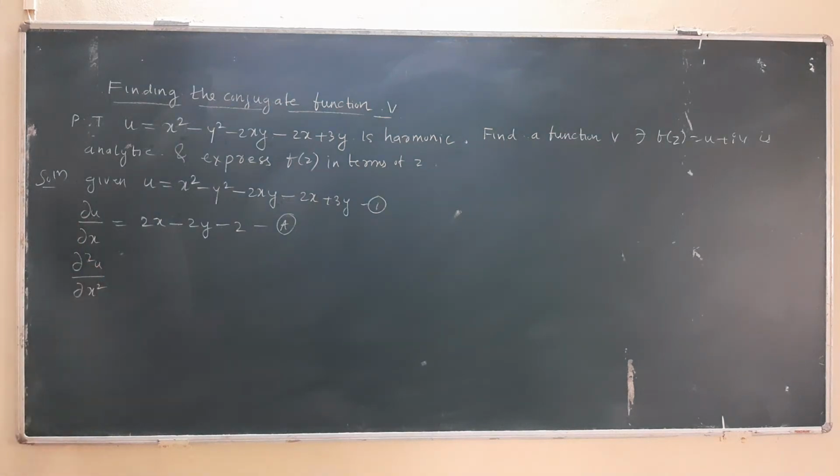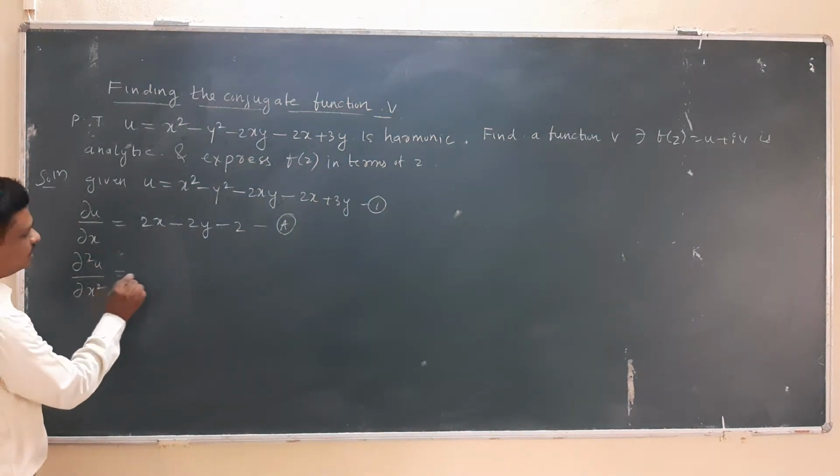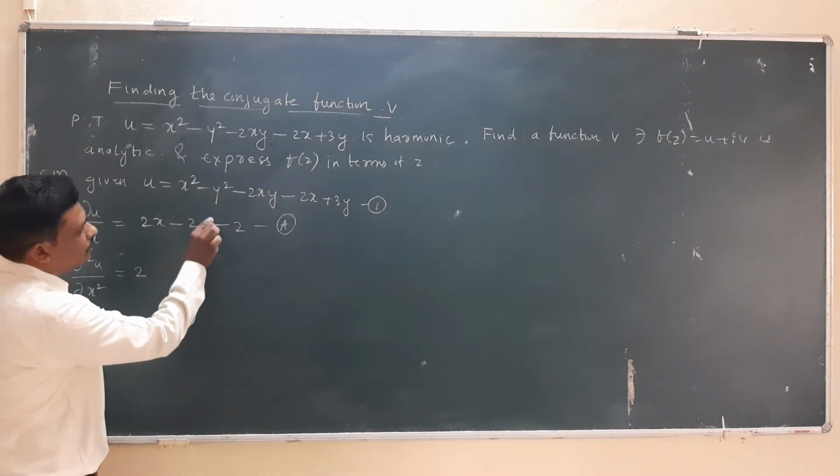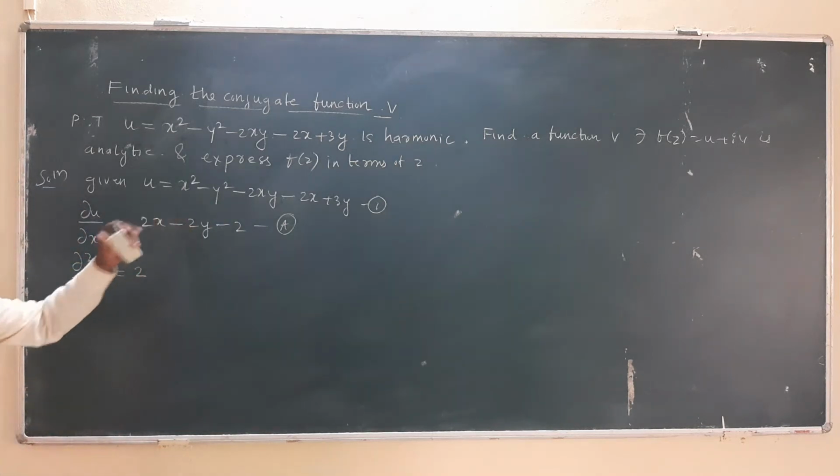So now I will go for the second order derivative. Derivative of 2x is 2. So this is 0 and this 2 is also 0 because y is constant.